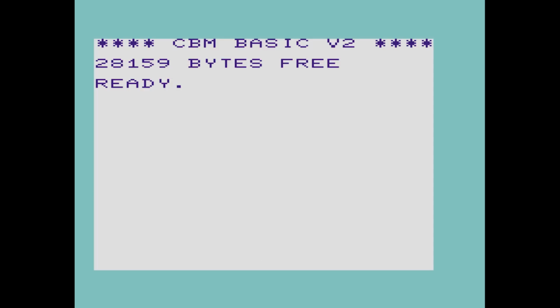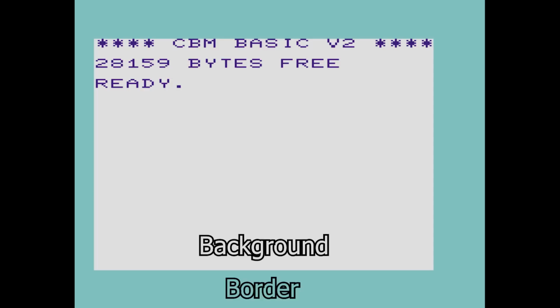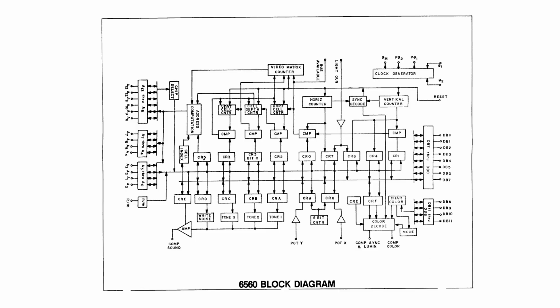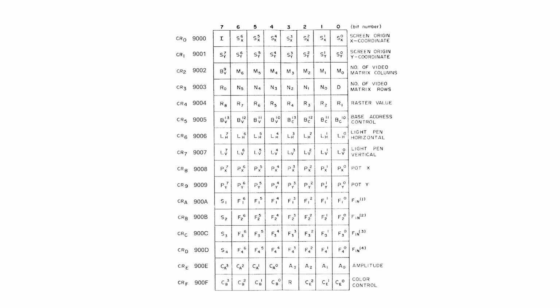These two colors, the background color and the border color, are actually stored in the VIC chip. To the 6502, the VIC chip looks like it has 16 read-write memory locations from 9000 hex to 900F hex. But instead of being simple memory slots, these are actually registers that impact the internal functioning of the VIC chip. Now, I'm not planning on supporting the light pin, so these two registers are out. Same with the potentiometers.